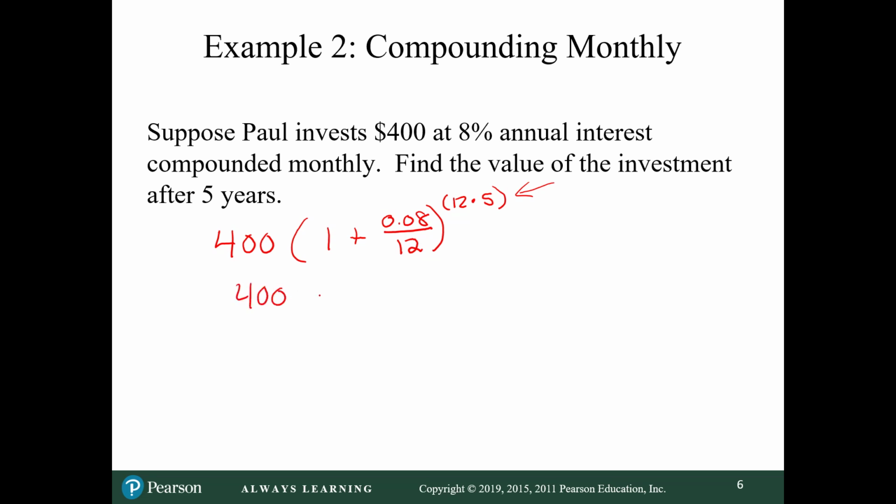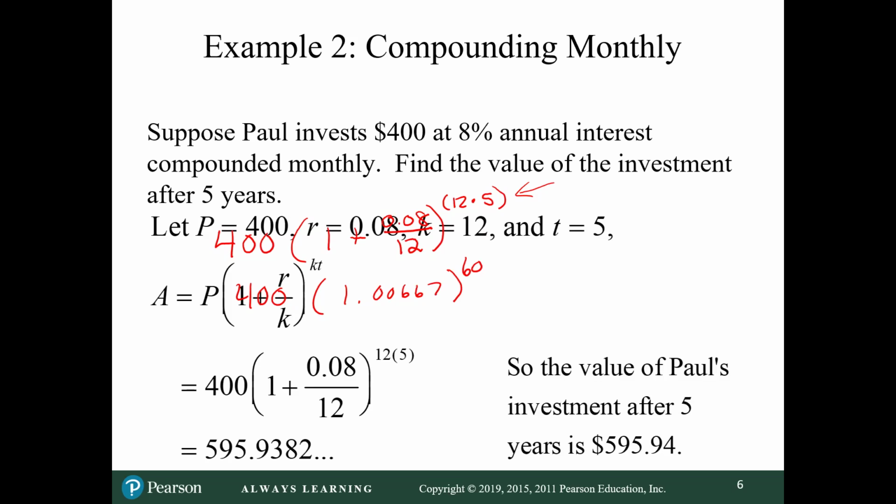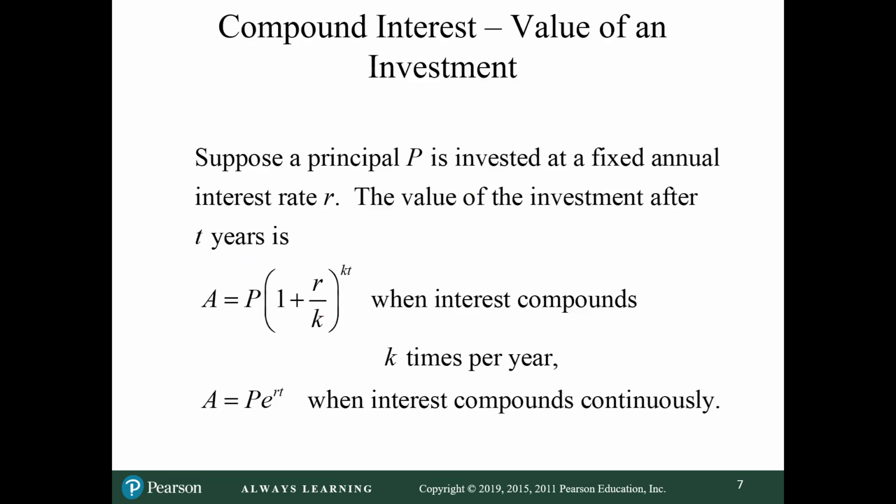So 400 times 1.0066667 something to the 60th power, something like that. If you do that on your calculator, you should get $595.94. $595.94.